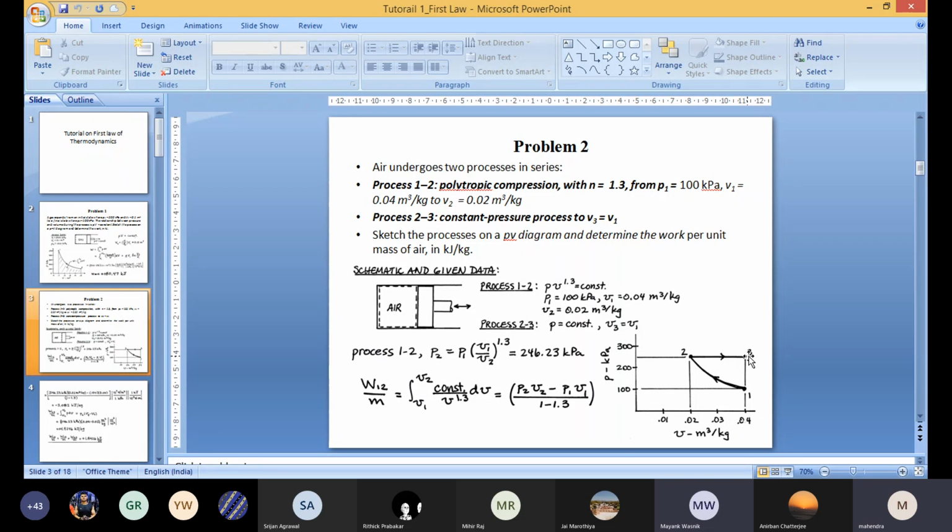Okay. In both the places, we have to calculate work. And in this problem, what we are considering over here, P1 V1^n equals P2 V2^n. Okay. So here P1 value is given, V1 value is given, V2 value is also given. So we are calculating the P2 value over here.